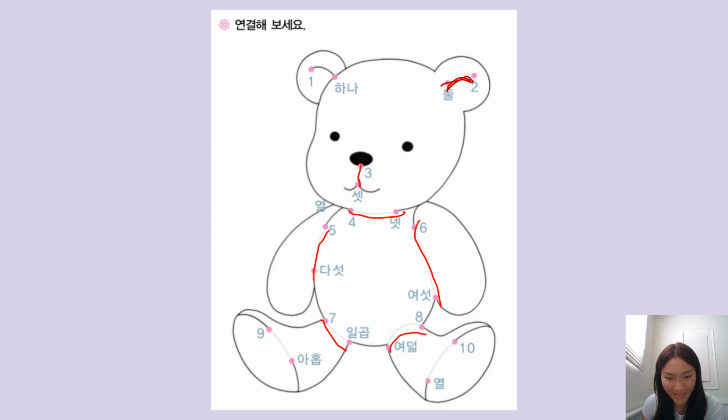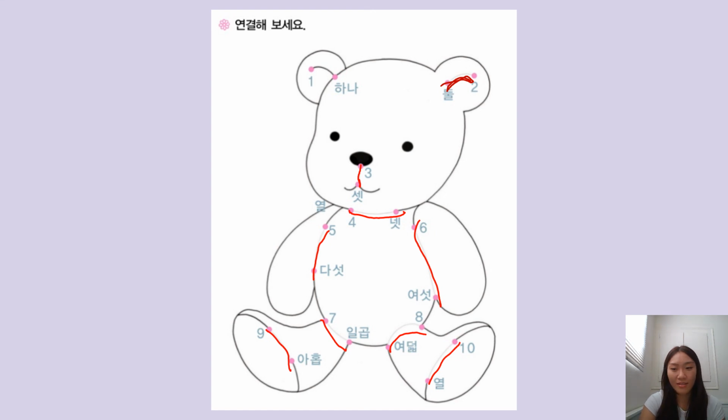Oh my, that's not even. And then 아홉 and 9 go together. 열 and 10 goes together. Just like that, and we have connected a teddy bear. Okay, don't mind my sloppy lines. I'm sorry, you guys can do a better job. Yeah, very easy exercise, okay?